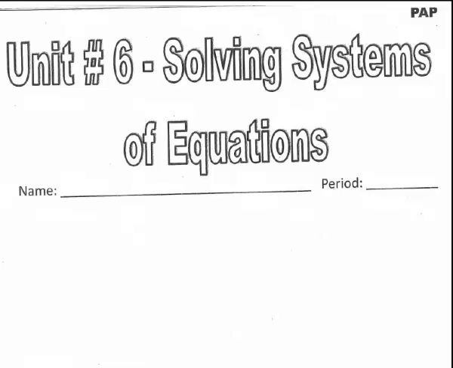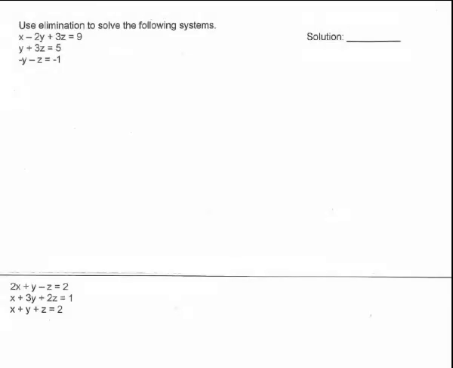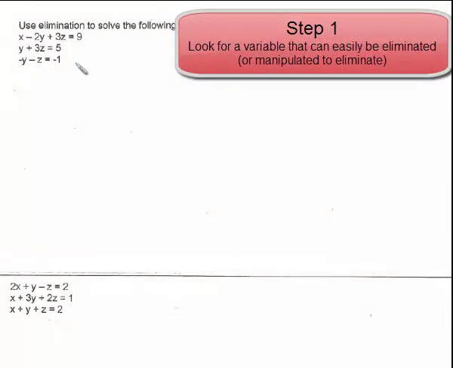We continue Unit 6, Solving Systems of Equations, with elimination. Use elimination to solve the following systems. Notice we have three variables, x, y, and z, just like we did for substitution. To begin, let's see if we can find something that we can eliminate.